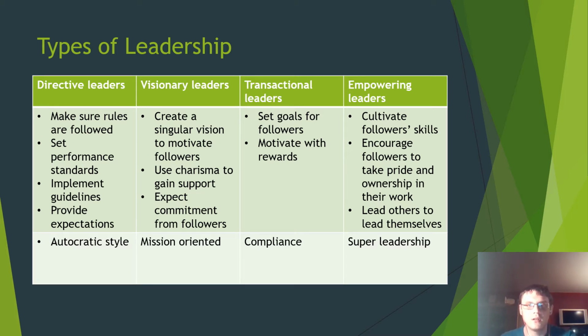Next is transactional leaders. They set goals for followers and motivate with rewards. They liken themselves to compliance, the behaviors of targets of influence who agree readily to carry out the requests of the leader. And then there's empowering leaders. They cultivate their followers' skills, encourage followers to take pride and ownership in their work, and then lead others to lead themselves. It also goes by the term super leadership, which is basically just leading others to lead themselves. It's kind of hands-off, but it gives power to the people type of deal.